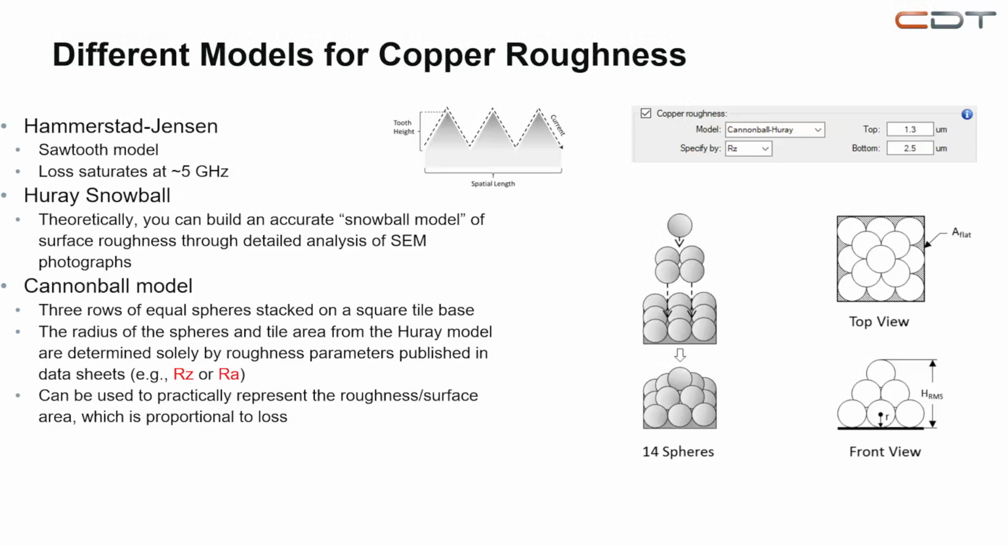There are different mathematical models to describe copper roughness. The most popular ones are these three: Hammerstad-Jensen, Huray Snowball, and Cannonball model. I will not be focusing on them here, but I will just leave them for reference.